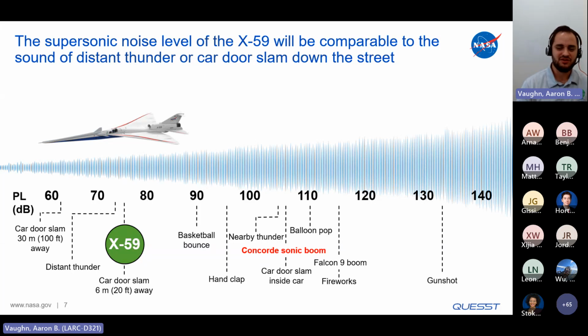This contrasts with the conventional sonic booms produced by the Concorde, which is on the order of 105 decibels, more like the sound of a nearby clap of thunder or a car door slamming in front of your face, which can be quite startling if you're not expecting it. The X-59 is designed to be at safe levels that will not do any harm other than potential annoyance, and we can adjust its trim and cruise altitudes to vary the level slightly, but typically this 70 to 80 decibel range is what it's targeted for.